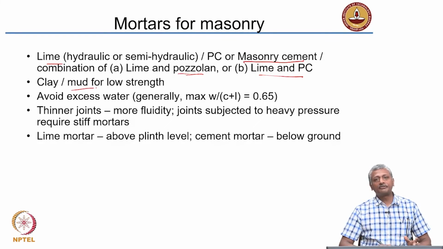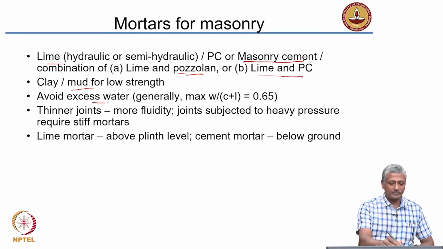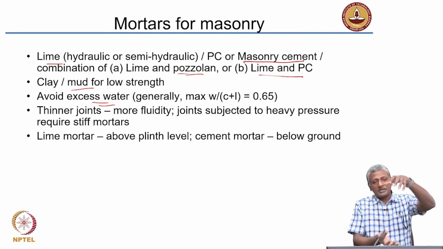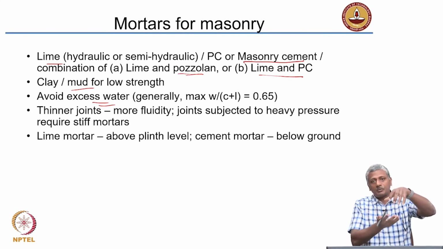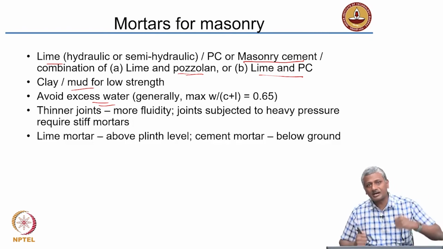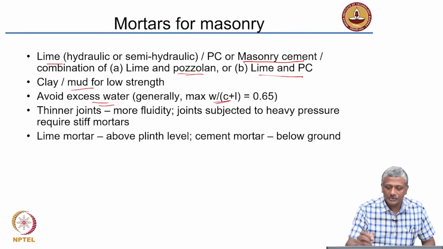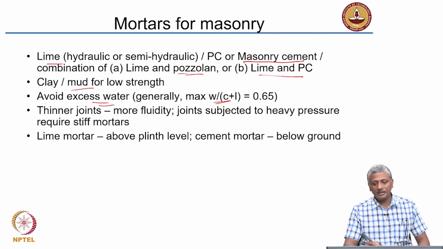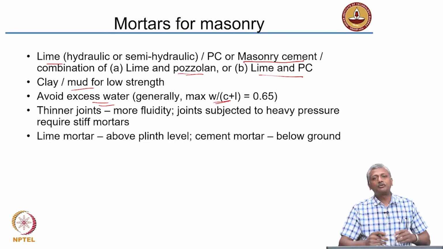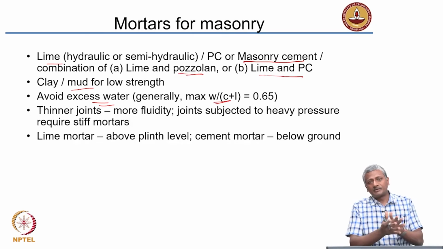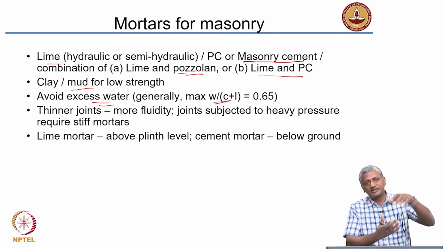The principle of designing the mortar for masonry is to avoid excess water. What will happen when you press the masonry blocks together with the mortar in between? If there is excess water, it starts coming out. So usually this is defined in terms of the water to cement plus lime ratio, which should be around 0.65. If you have much more water beyond that, this water will start coming out when you press the mortar joint together.